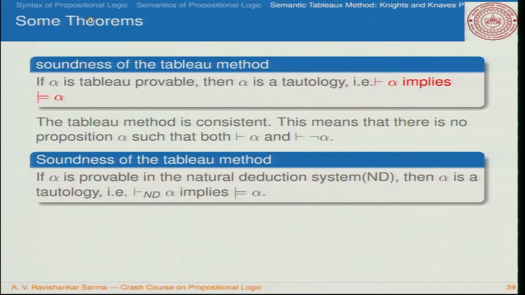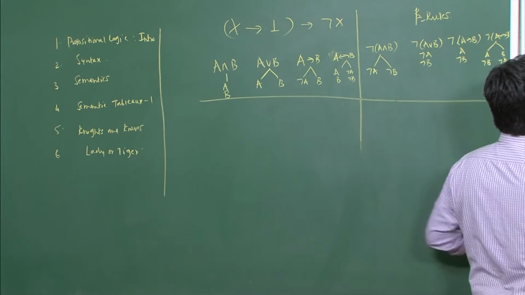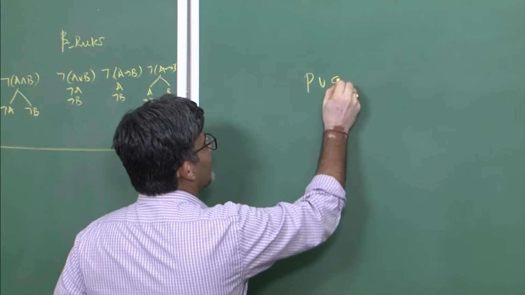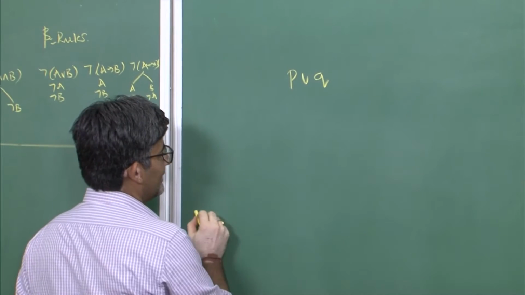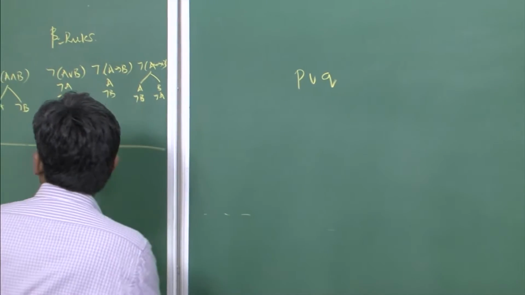Before going into the details of something, let us consider some examples of how we can use this semantic tableaux method. We will be doing some examples. So let us start with a simple example. Suppose you have some set of formulas like this, I will just write it here.